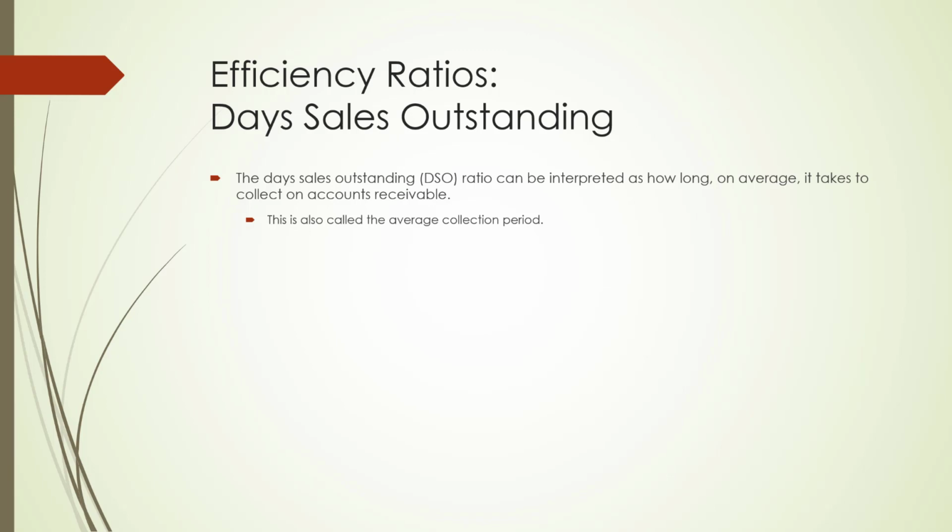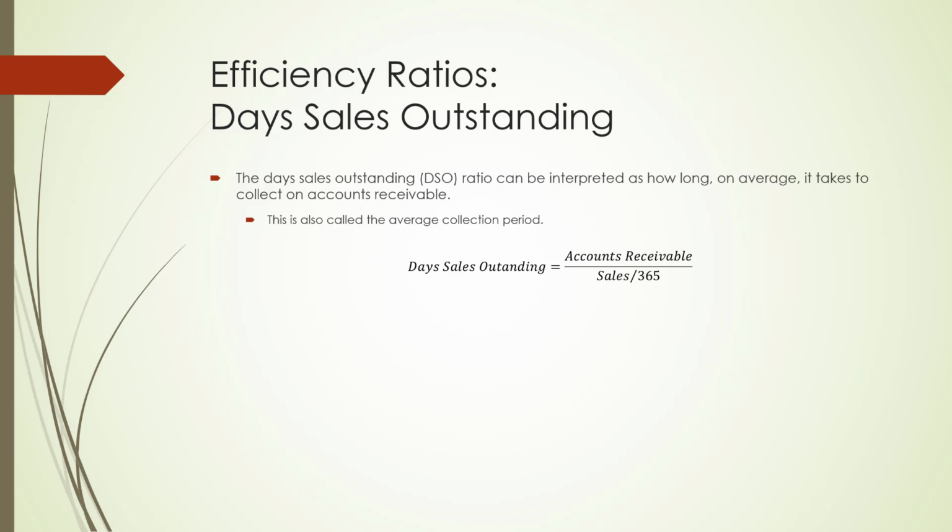Now, one way that we can tell if they're having trouble collecting on accounts receivable is by looking at a ratio called days sales outstanding. This is also known as the average collection period. And this tells us, on average, how long does it take to collect on a sale. So the formula is accounts receivable divided by sales per day. So annual sales divided by 365.